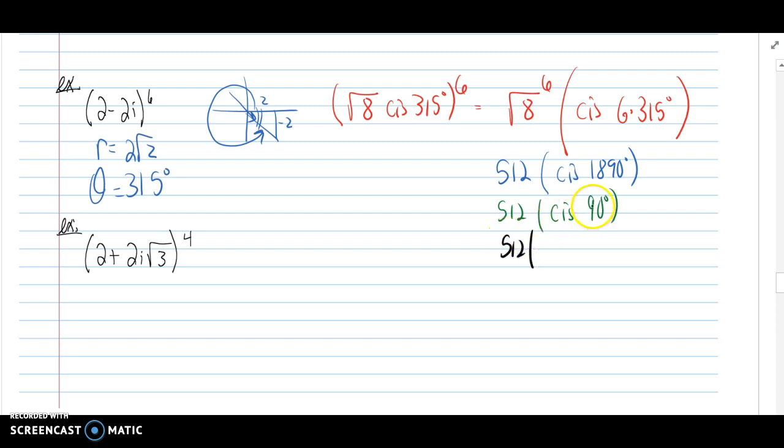The cosine of 90 degrees is 0. The sine of 90 degrees is 1, so it's plus 1i. Now distribute the 512, and we'll get an answer of 512i.